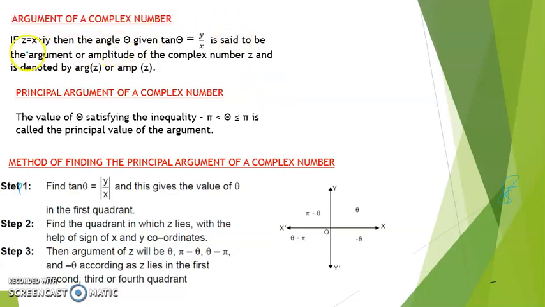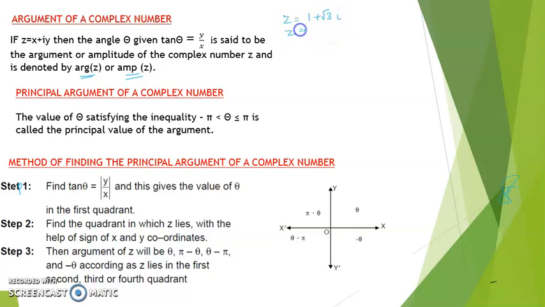See students, argument of a complex number. If z is equal to x plus iy, then the angle theta given by tan theta is equal to y by x is said to be the argument or amplitude of the complex number z and is denoted by argument z or amplitude z. So this is the notation, argument z or amplitude z.